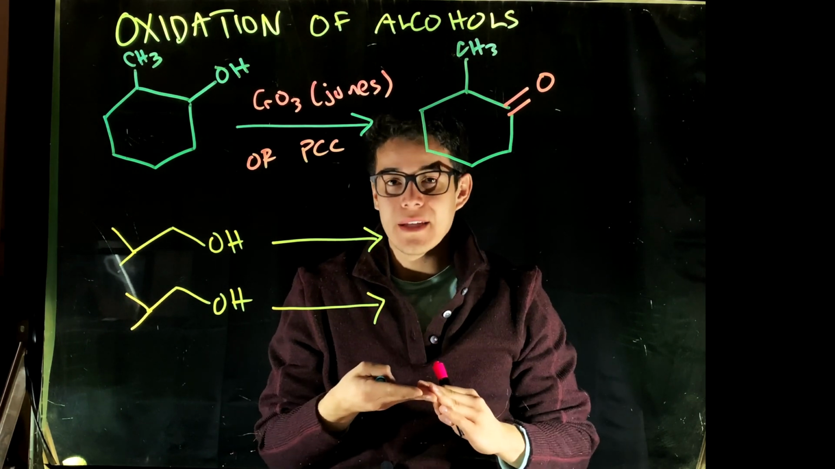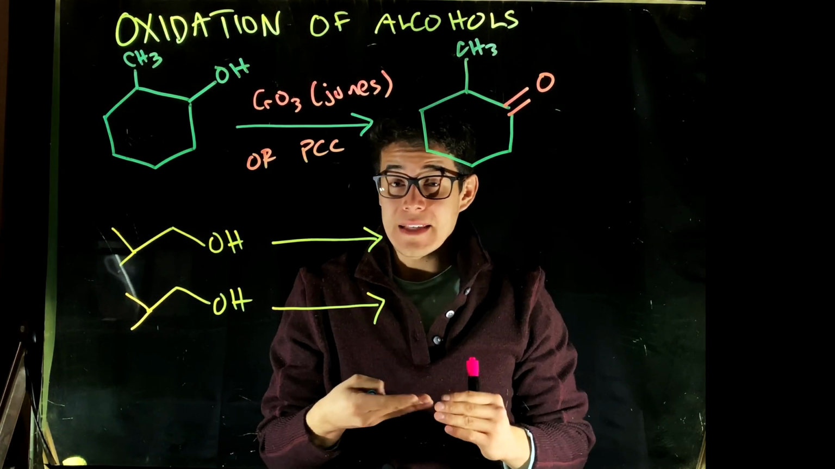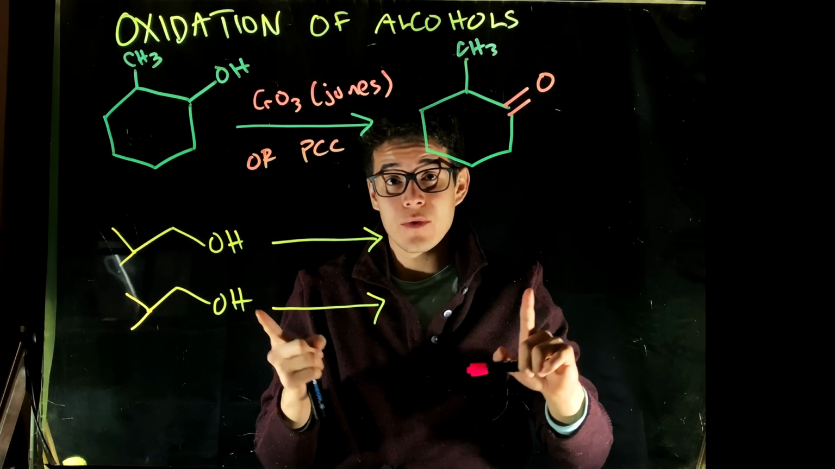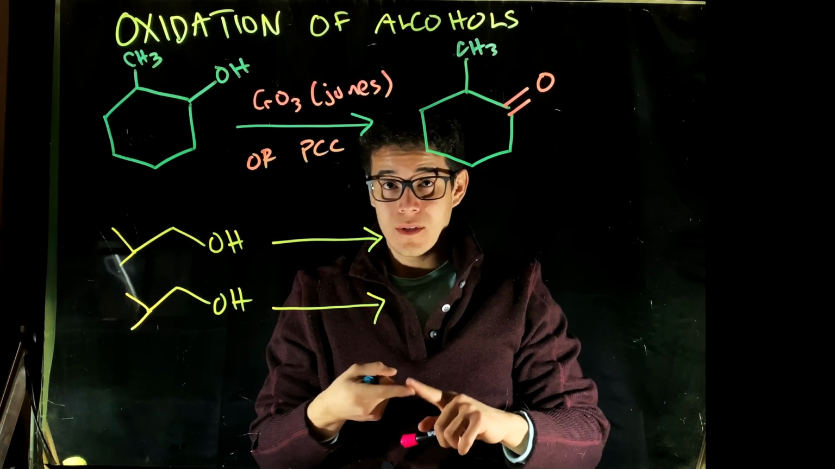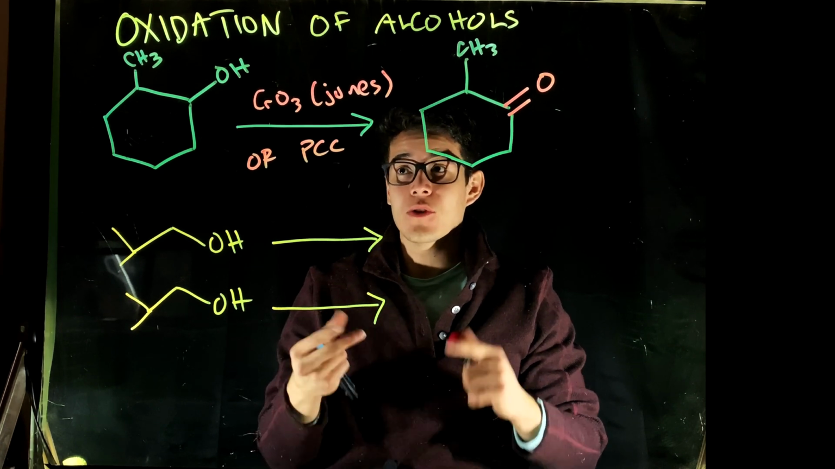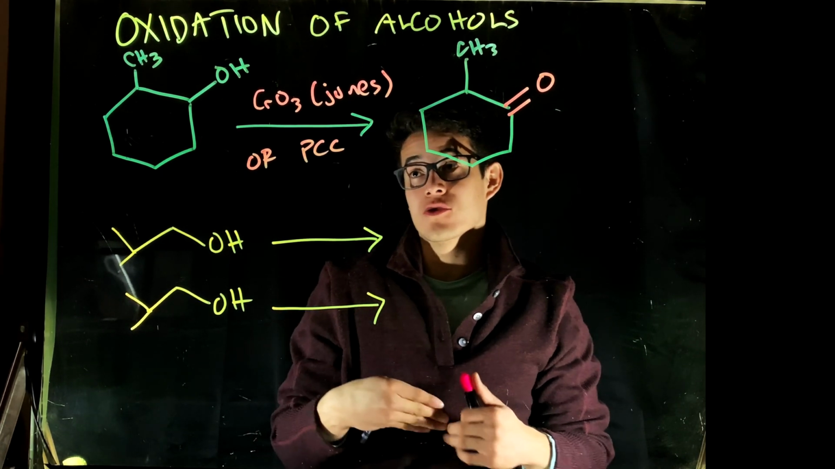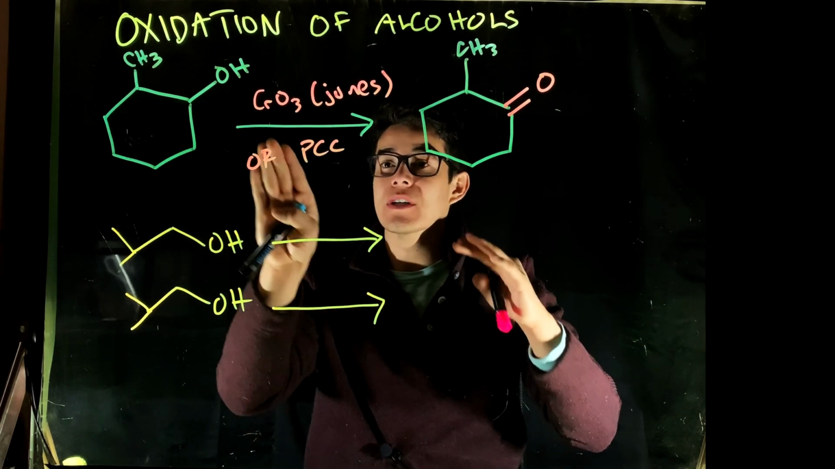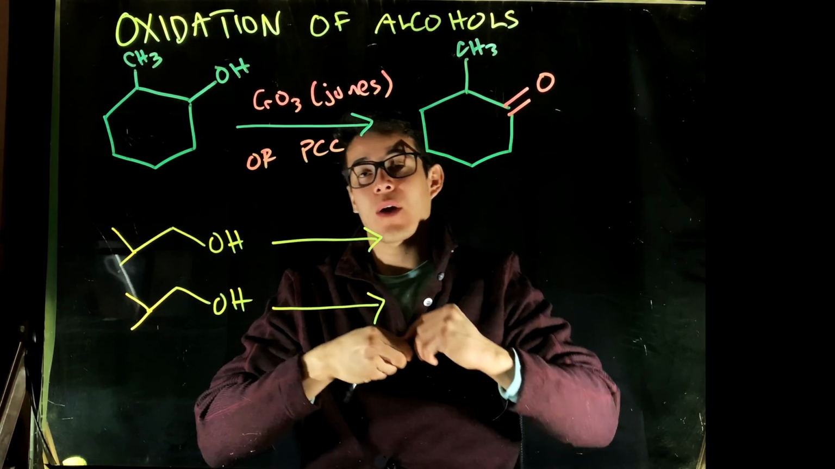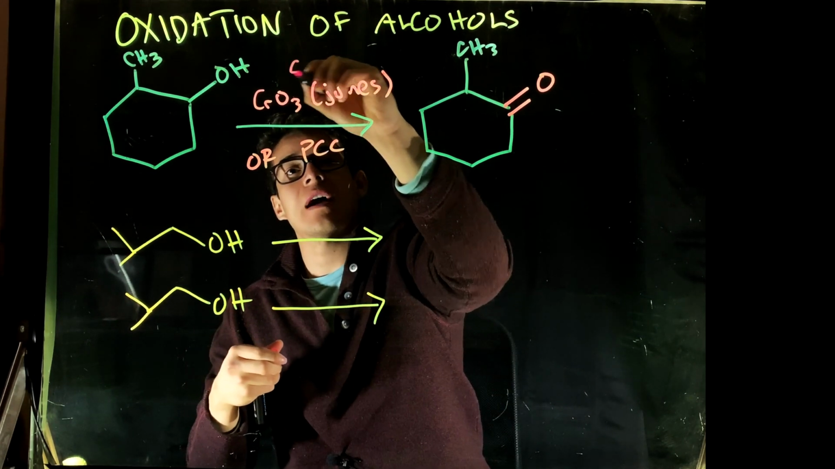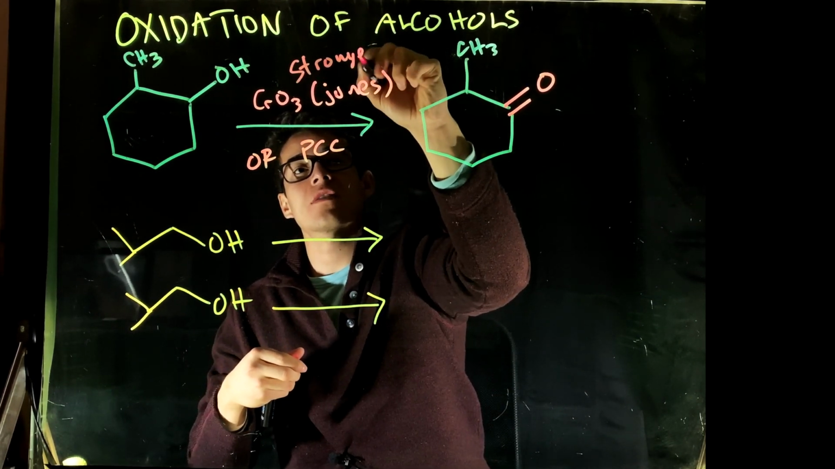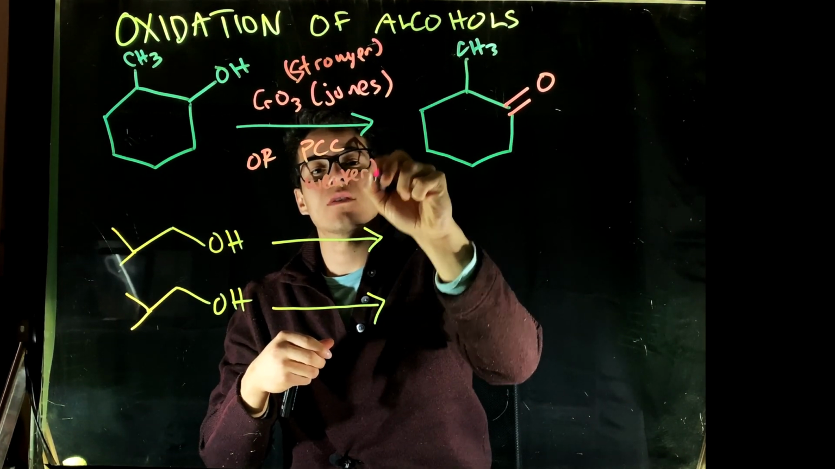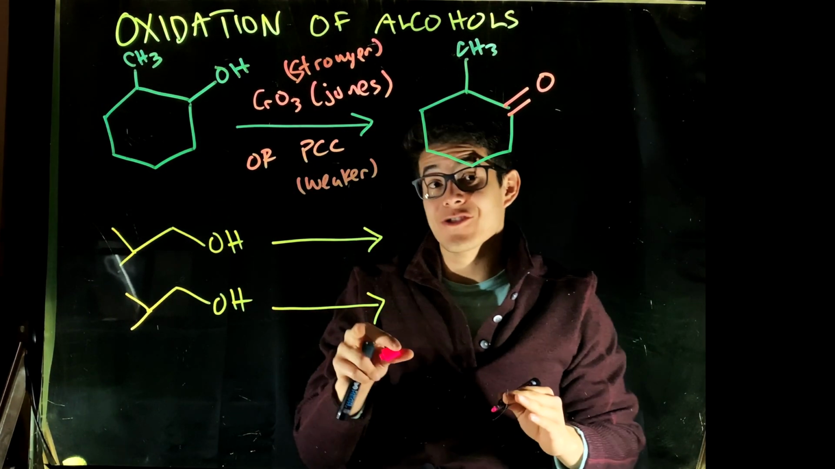A way to identify if something has been oxidized is if there are more oxygens, or, in this case where we have the same number of oxygens, if there are fewer hydrogens. Those are key characteristics to look for when we're trying to decide if something is oxidized or reduced. In this case, we could have done Jones or PCC. I will say Jones is stronger than PCC, which is a weaker oxidizing agent. We'll get into that in just a moment.